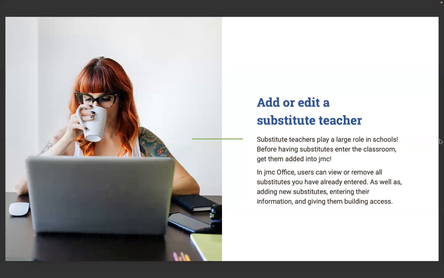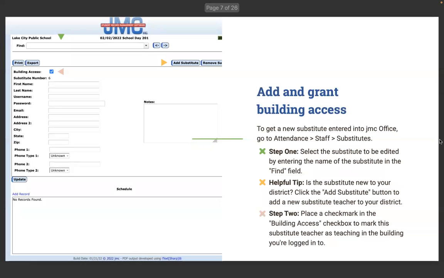All right, sounds good. Well, substitute teachers, as we know, play a large role in schools, and we can get those added to JMC so that they can better perform as substitutes and help the office staff in actually entering that vital attendance information that goes to the office. So this is a super great feature within the JMC software. So here's what the screen looks like, and add and granting building access.